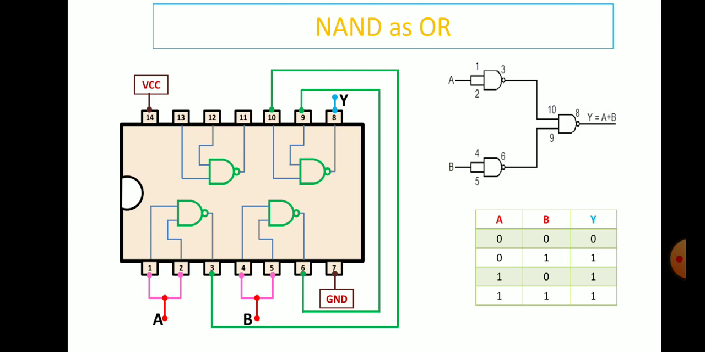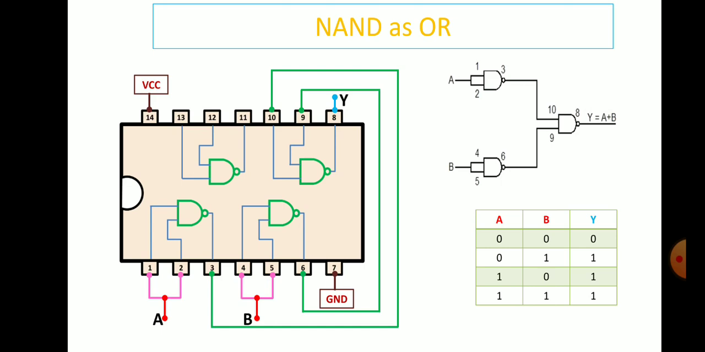Apart from that, for all other combinations we will get logical 1. The LED will glow whether A is 0 and B is 1, or A is 1 and B is 0, or both A and B are 1. In all these cases we will get logical 1. In this way we can verify OR gates.